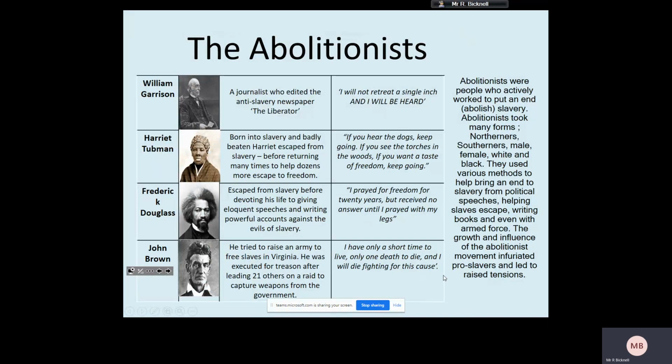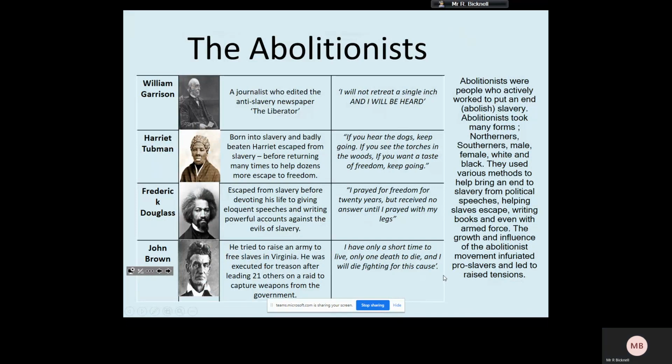Let's say that we all live in the South and our lives revolve around slavery in some way. Slavery is putting food on my table. It's allowing me to clothe my children. And these people here are trying to end slavery. So you can understand why the South hated the abolitionists so much. People like Harriet Tubman and John Brown, two good examples there.